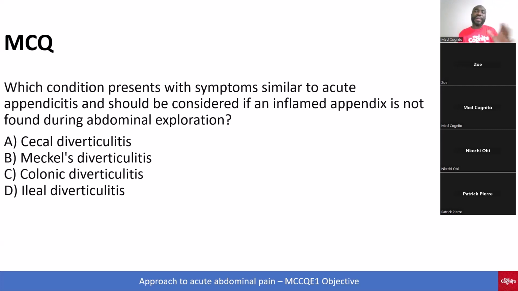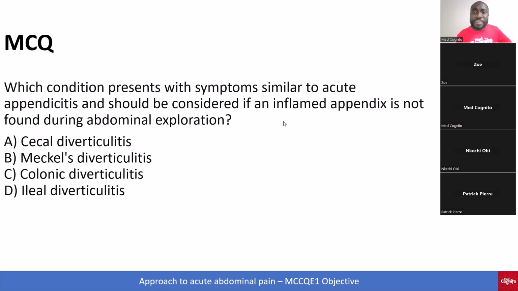Beautiful. So, for example, you suspect that this patient has appendicitis, you are sure, and then you call the surgeon, who goes to open up, but the appendix is normal. So which condition can present similarly to acute appendicitis, but when you go and check, the appendix is normal? If the appendix is normal, what differential diagnosis should you think about? Is it A, cecal diverticulitis, B, Meckel's diverticulum, C, colonic diverticulitis, or D, ileal diverticulitis? And I see a lot of people typing in B.